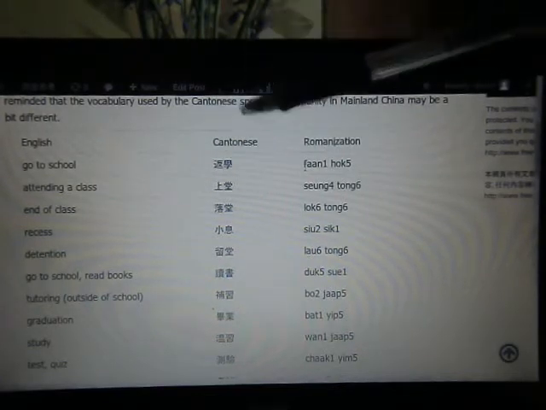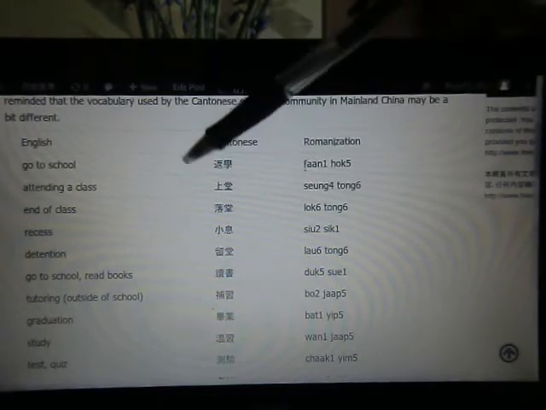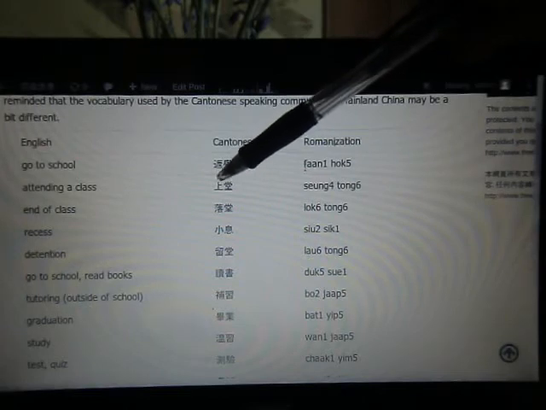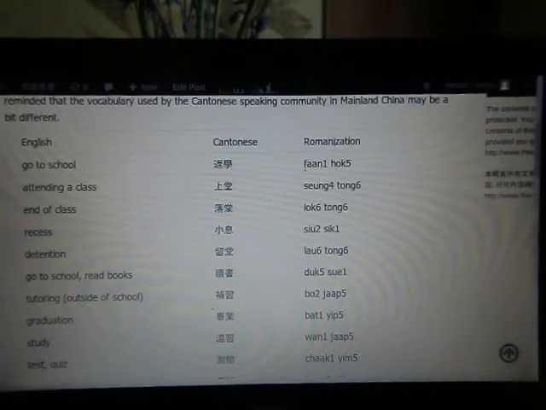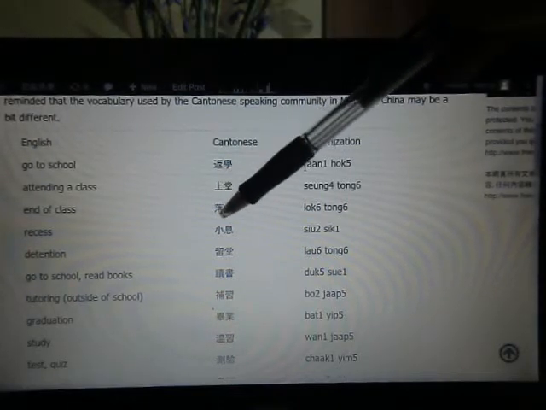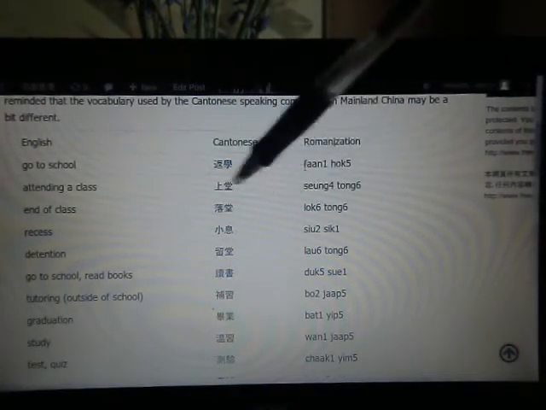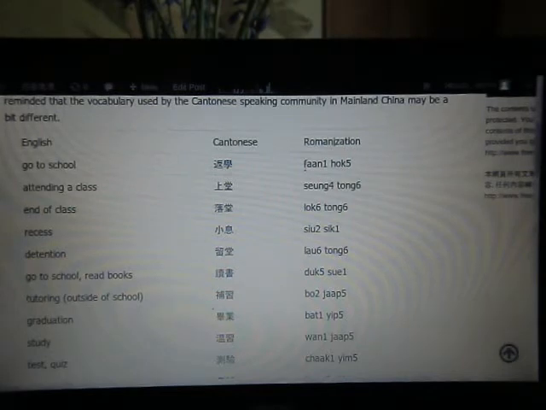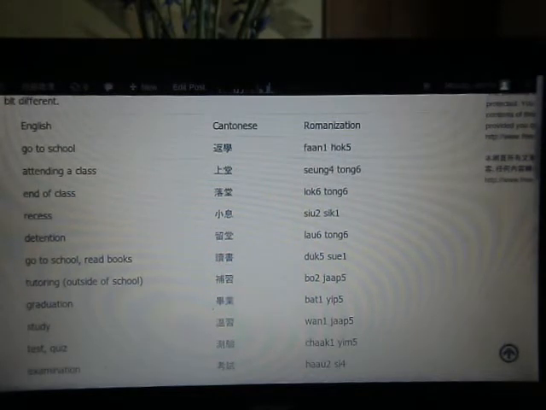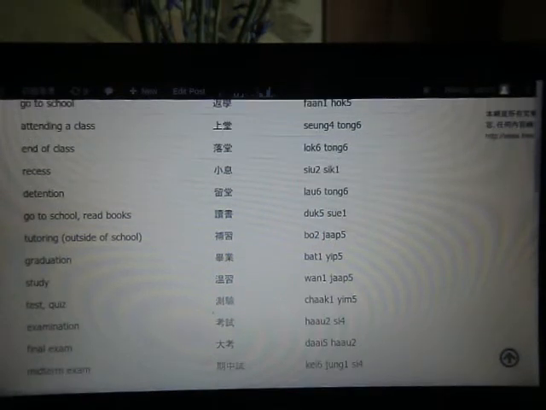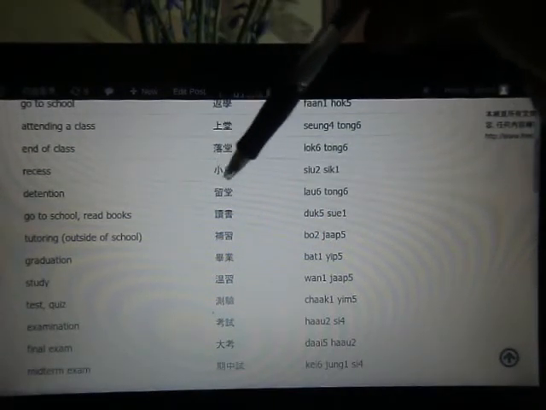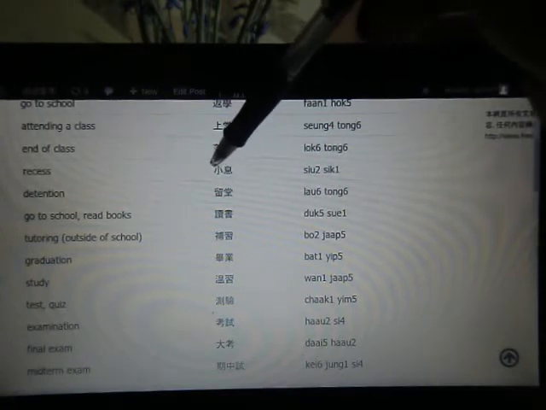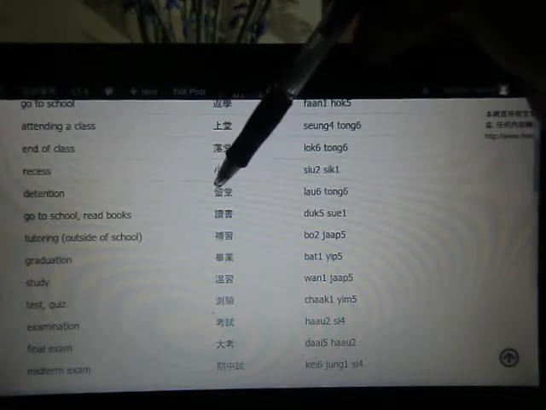Usually we can also use something like 上車, 落車. 車 is the car. 上車 means to get into a car. 落車 means to step down from the car, to get out of the car. So 上堂, 落堂. And then recess is 小息. 小 means small. 息 means to rest. So in other words, it's a small break. Recess is 小息.